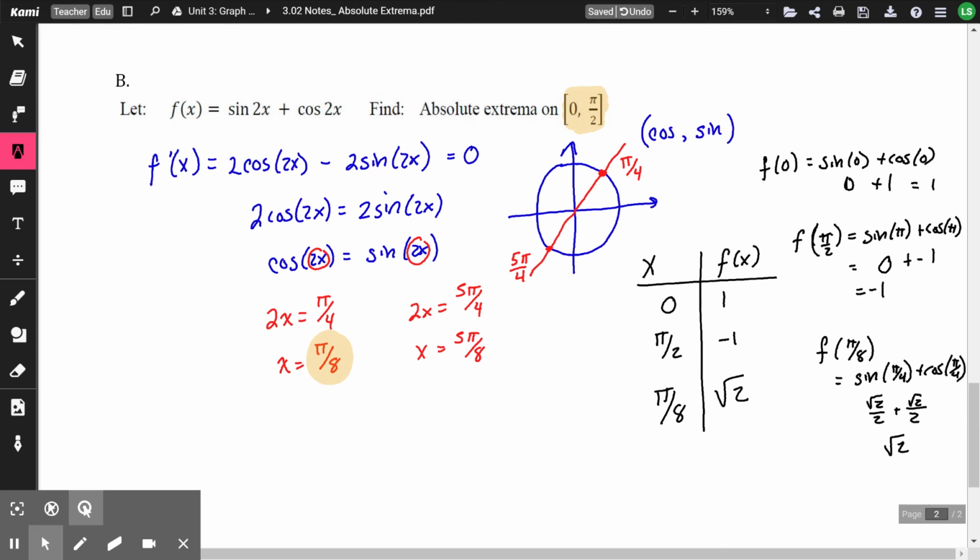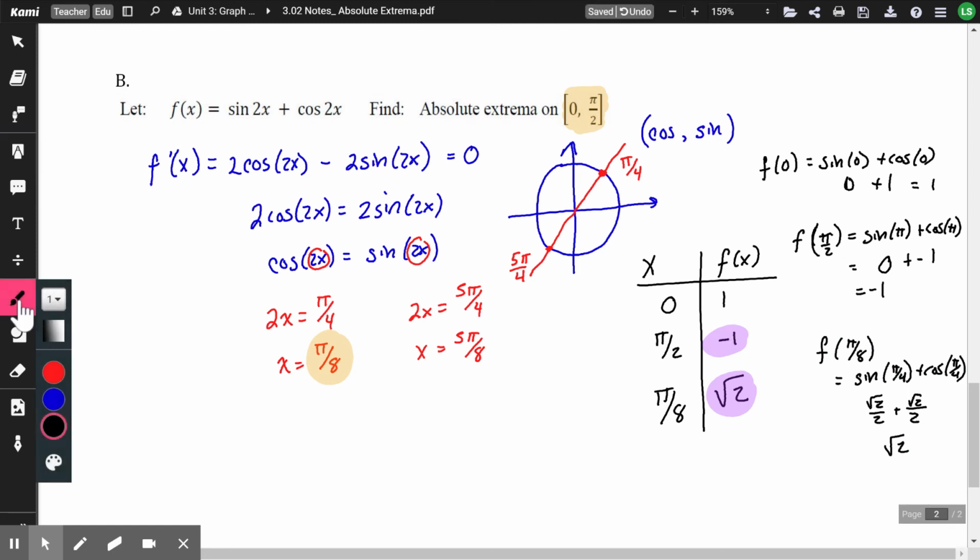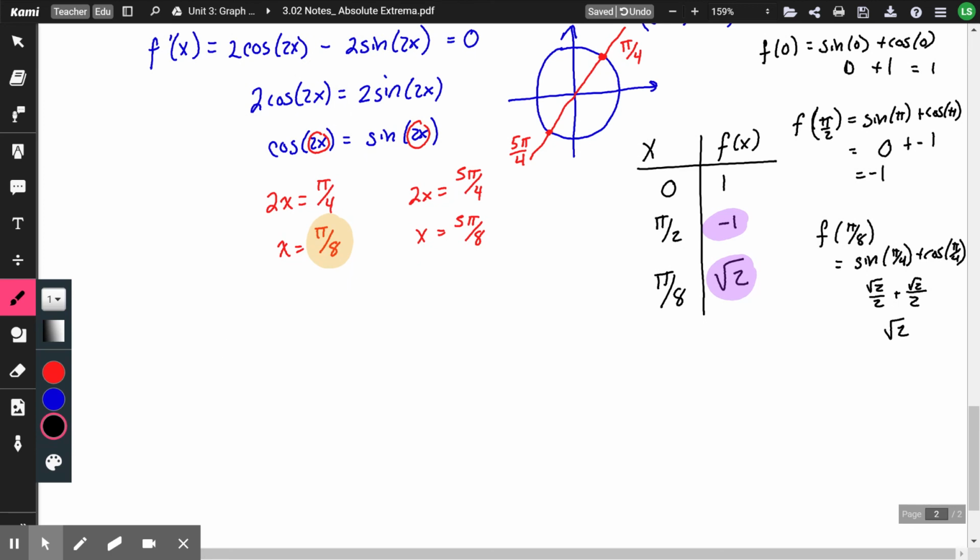So after we've completed our xy table, we will notice that the largest value that we have is going to be the square root of 2, and the smallest value is going to be -1. So we're going to summarize our results using the appropriate way of describing absolute mins and maxes.